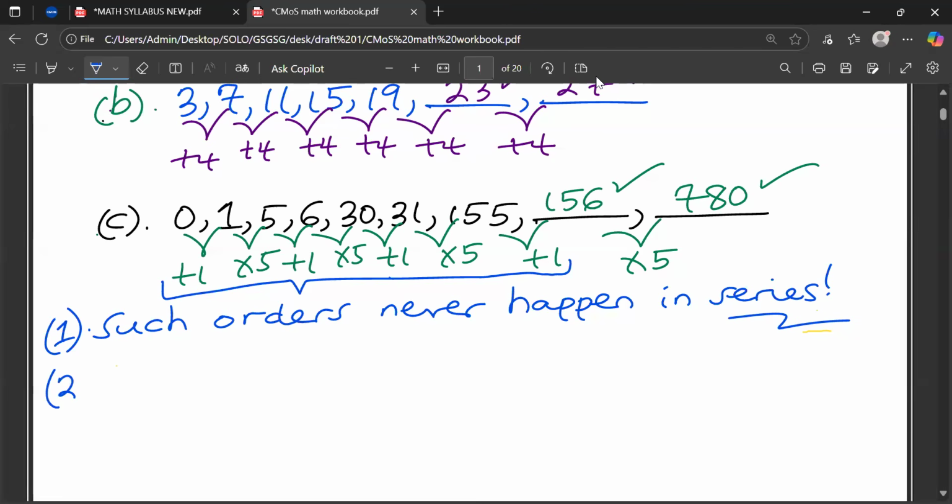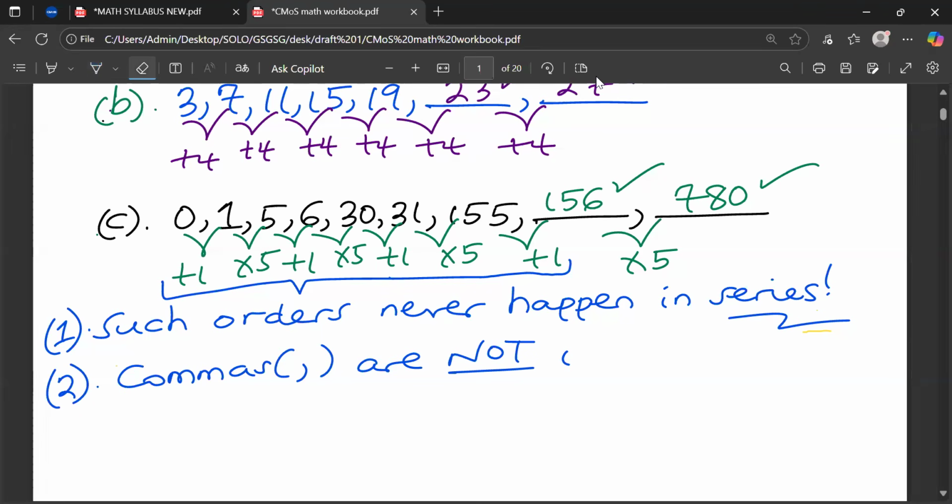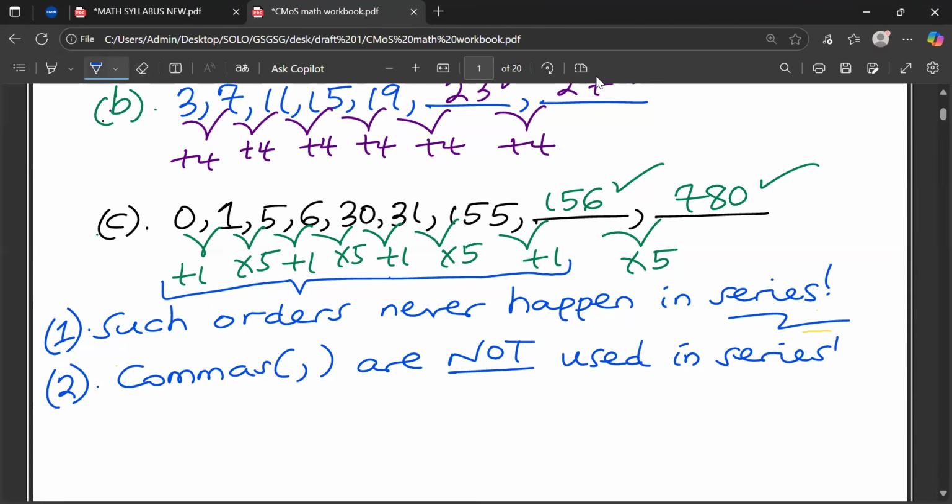Then two, commas are not used in series. Those commas you see, the ones that are separating numbers, are not used in series. So say bye-bye to the commas. They are not used in series.